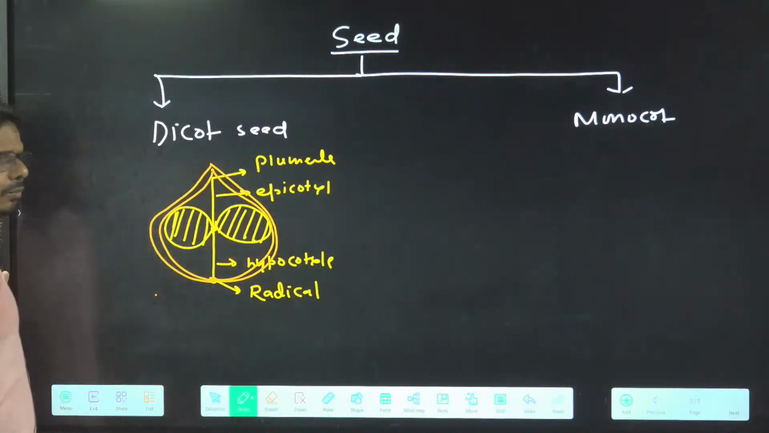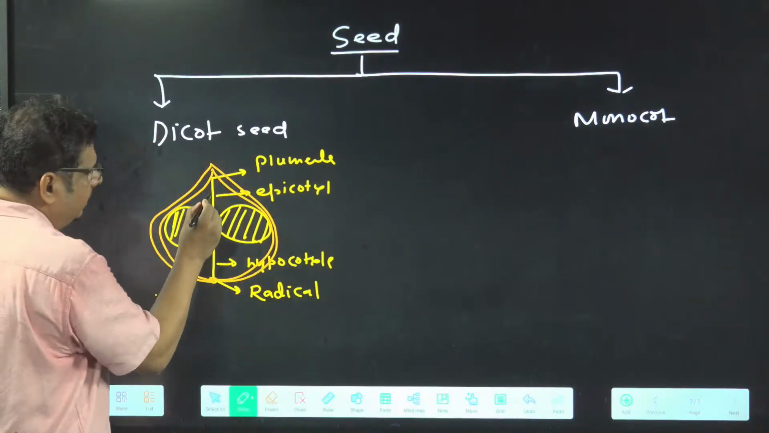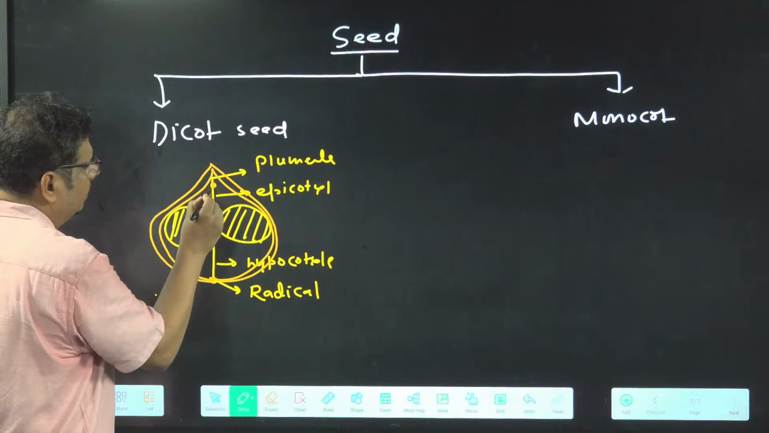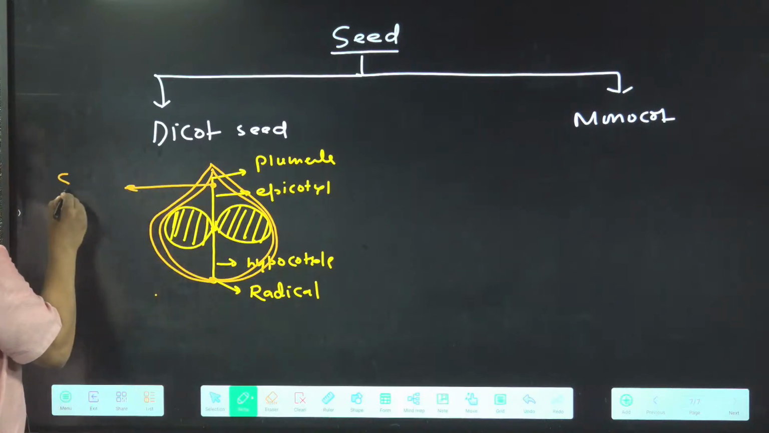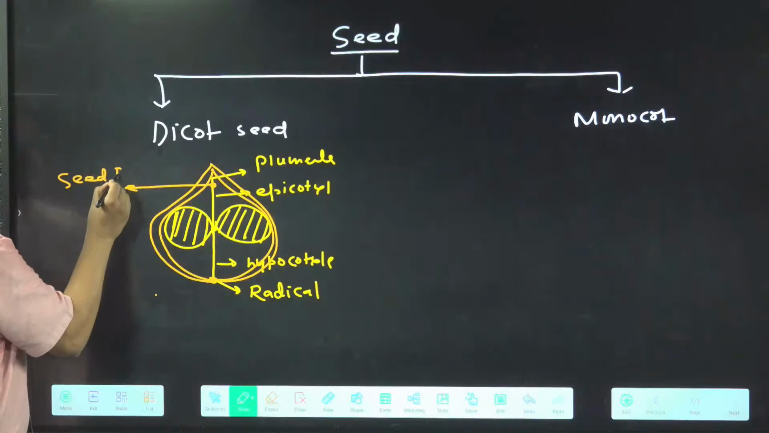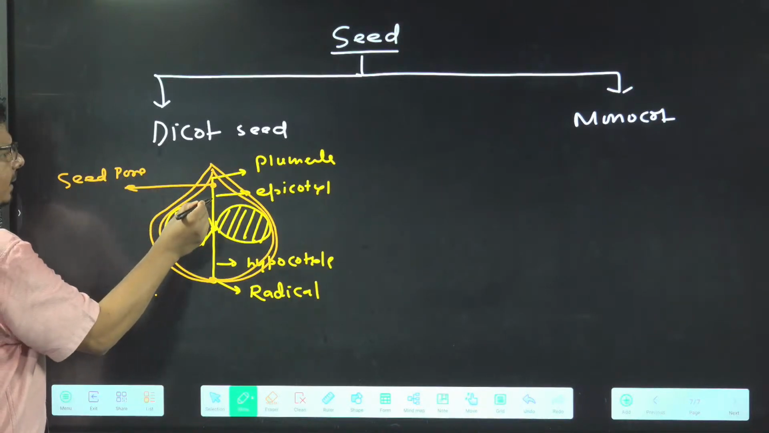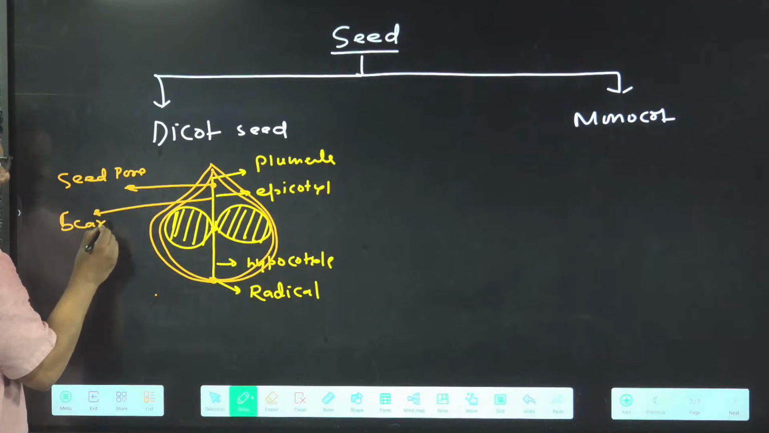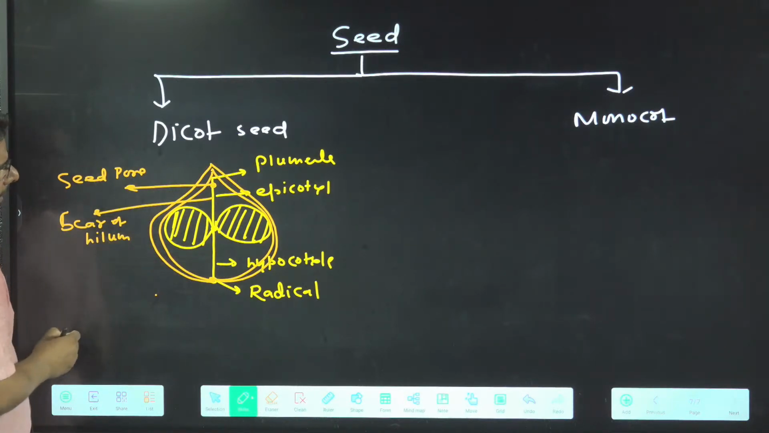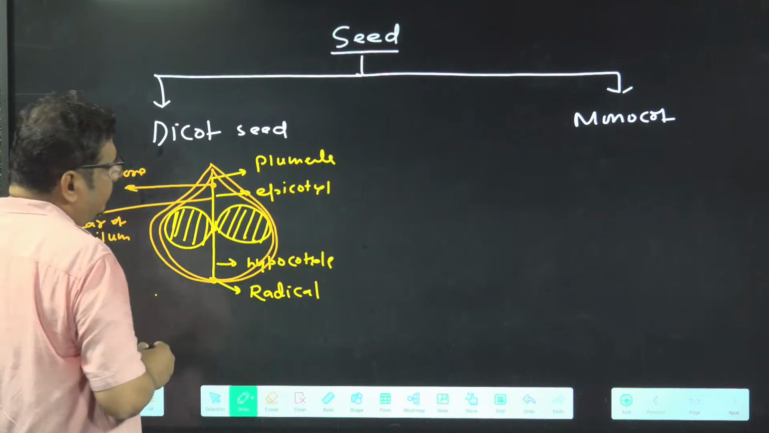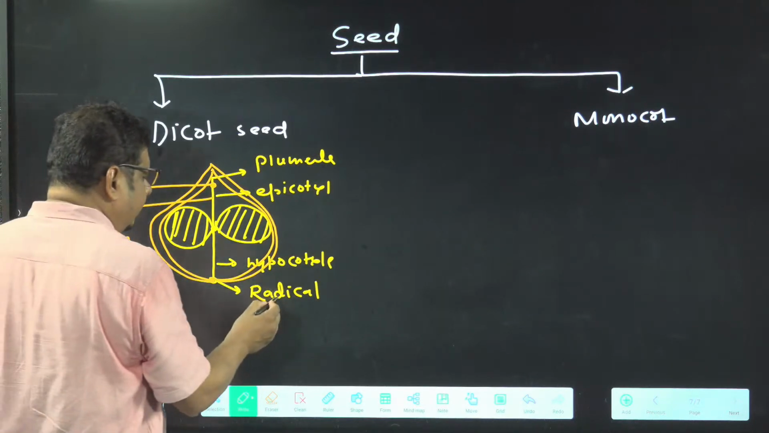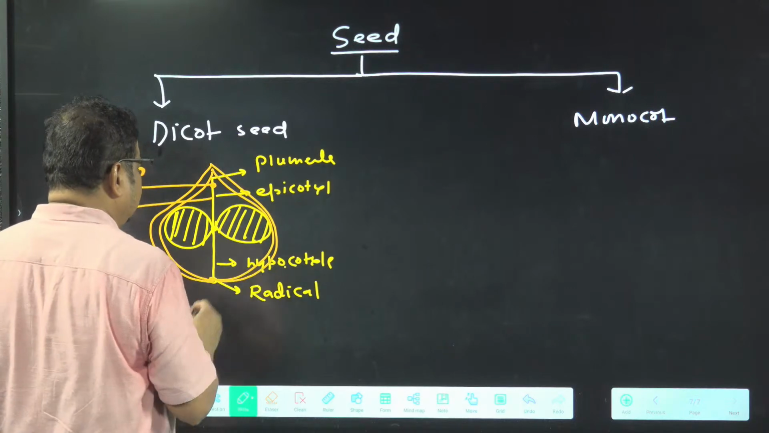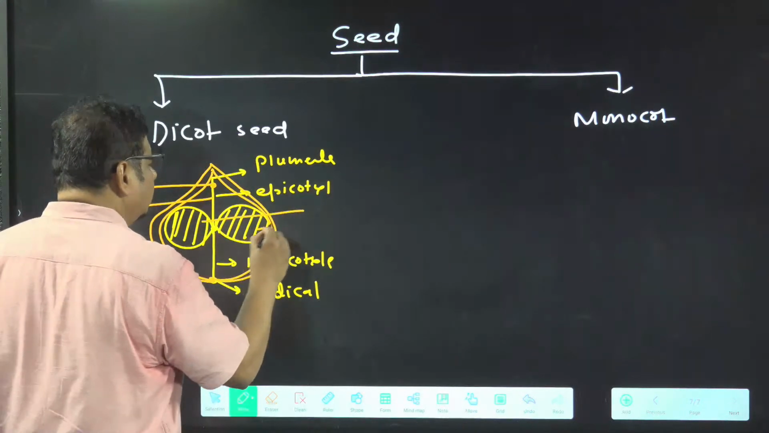This is the seed coat. Getting the things. Here, who is there? Seed pore. Seed pore is there, and here who is there? Hilum, a scar of hilum. Getting the idea? Understanding the idea? So here it is radicle, here it is hypocotyl, here it is two cotyledons.